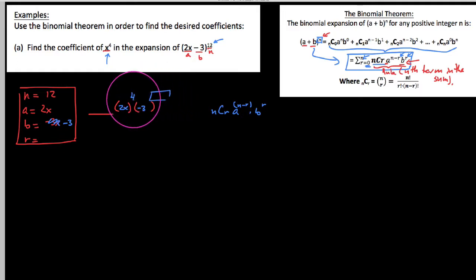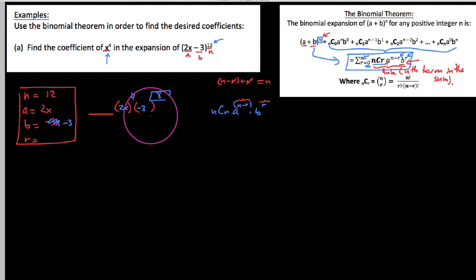And the one thing I know is this: this 4 times whatever this is right here has to add up to be n. The reason why is because in general, look at these powers here. We say that n minus r and r. When you add n minus r to r, you just get n. So this is going to have to be an 8 here.